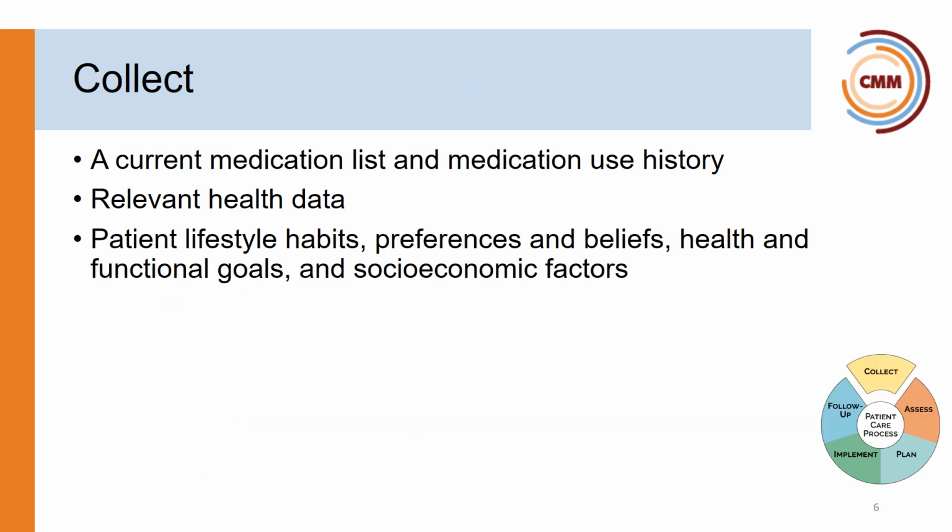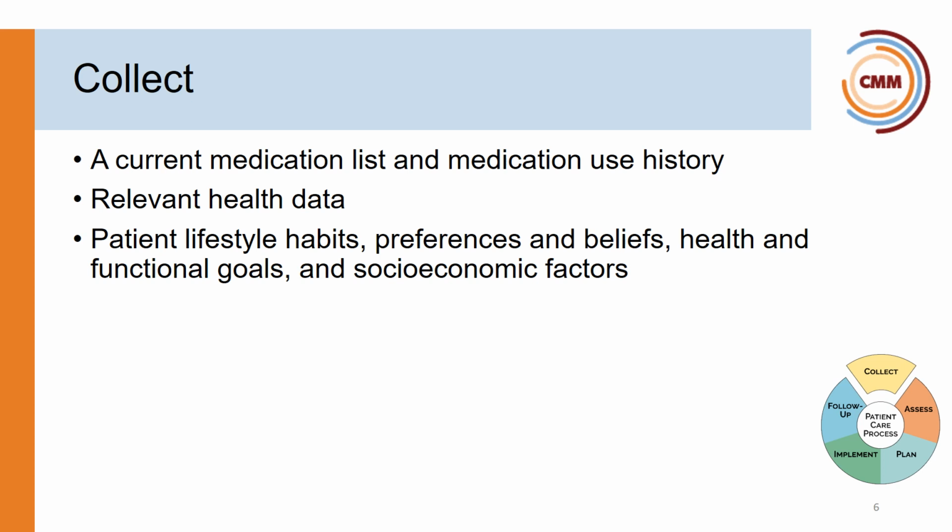Let's walk through each function, starting with collect. The pharmacist assures the collection of necessary subjective and objective information about the patient and is responsible for analyzing information in order to understand the relevant medical and medication history and clinical status of the patient. Information may be gathered and verified from multiple sources, including existing patient records, the patient, and other healthcare professionals.